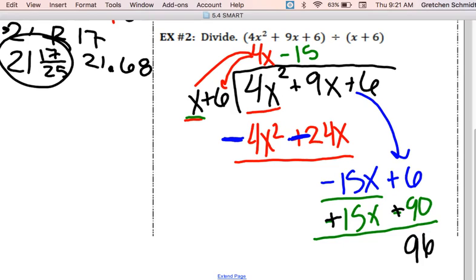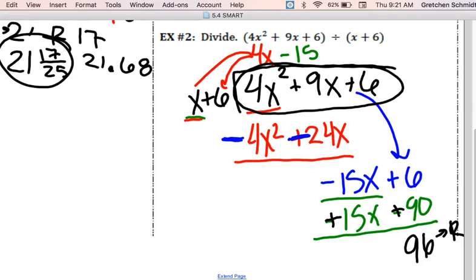Do we have anything left to bring down? No. So what is this 96? So your remainder. So you know, did x plus 6 evenly divide that polynomial? No. So is x plus 6 a factor of that polynomial? No. Which means if you were to factor this, would you ever get a parenthesis with x plus 6? No, it's not a factor.